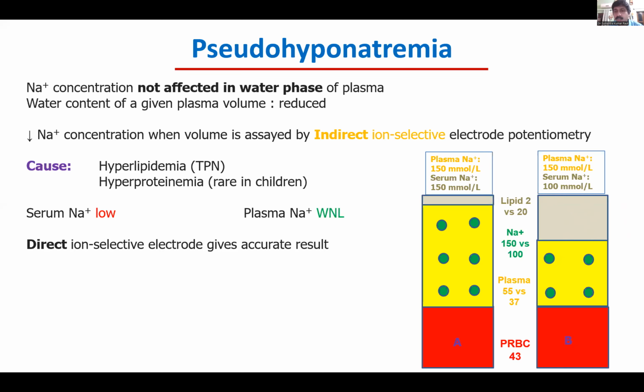So remember, if we do plasma sodium by the direct ion selective method, even in a hypercholesterolemic state it will show us the real sodium of 150. But if you do it in more common labs using the indirect method, it will come a little low. This is the cause of pseudohyponatremia. In pediatrics, we face this most commonly when giving TPN or in nephrotic syndrome, where lipids cause the problem. In adults, there can be a protein increase, paraproteinemia or multiple myeloma.